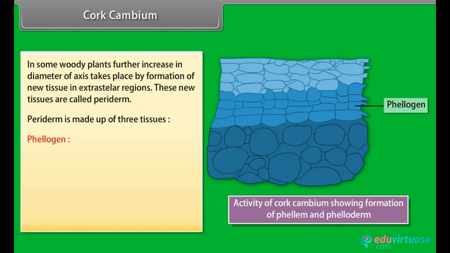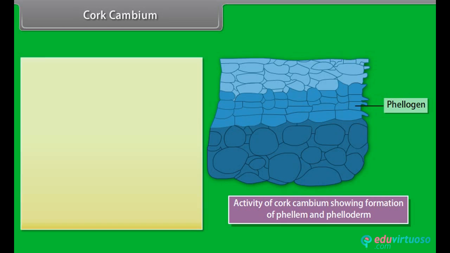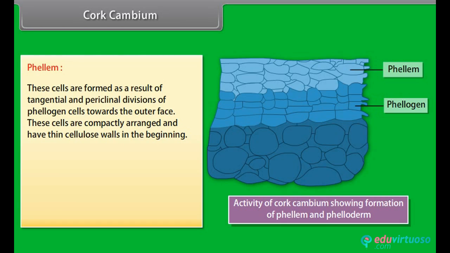Phellogen. It is composed of a single layer of meristematic cells. It is also called secondary lateral meristem that may arise from permanent living cells of hypodermis or outer cortex. The cells appear rectangular and radially flattened. Phellem. These cells are formed as a result of tangential and periclinal divisions of phellogen cells towards the outer face. These cells are compactly arranged and have thin cellulose walls in the beginning.